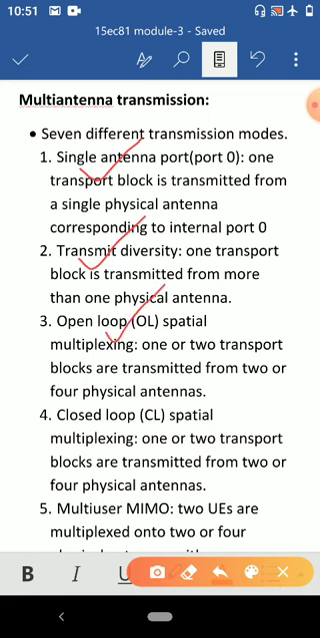Next, open loop, that is OL, spatial multiplexing. One or two transport blocks are transmitted from 2 or 4 physical antennas. In this case, predefined precoder matrices are used based on the rank indicator feedback. The precoding matrix is fixed and not adapted.